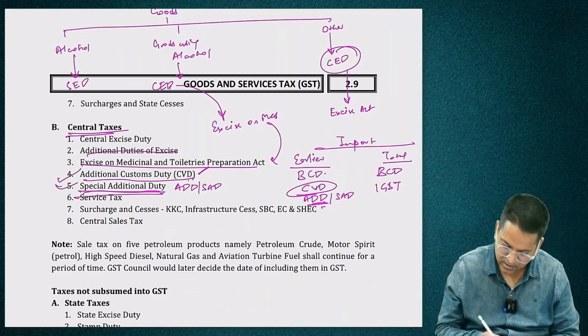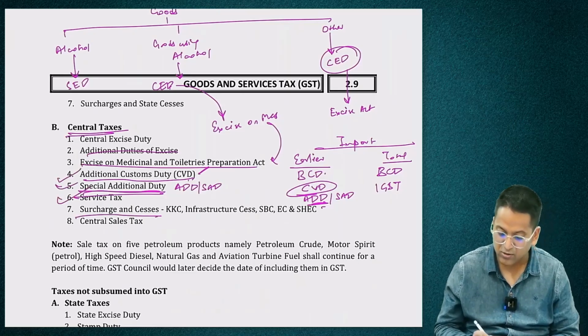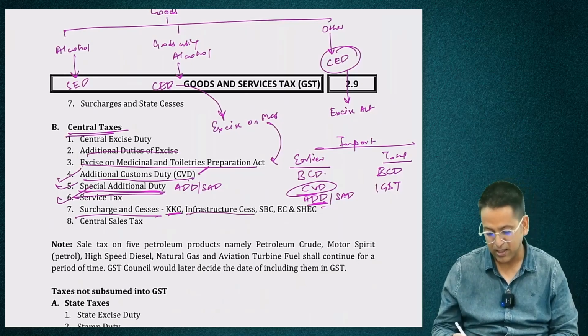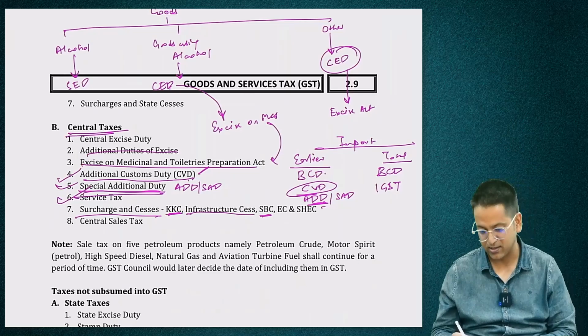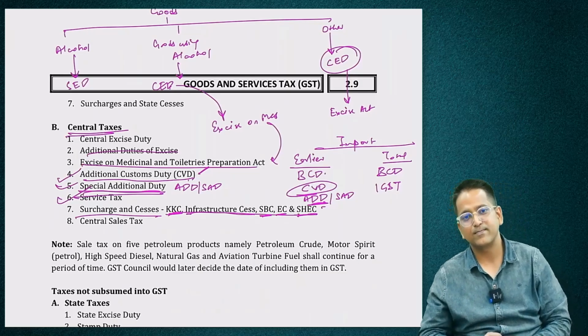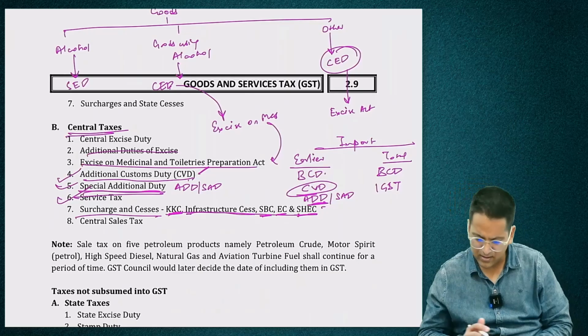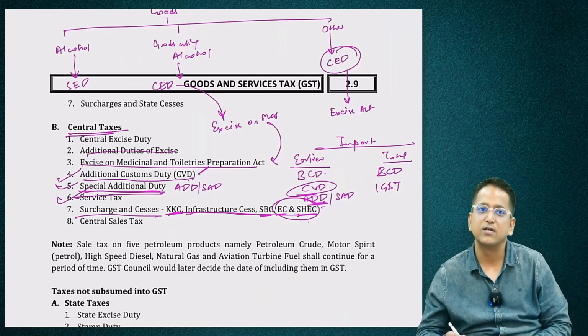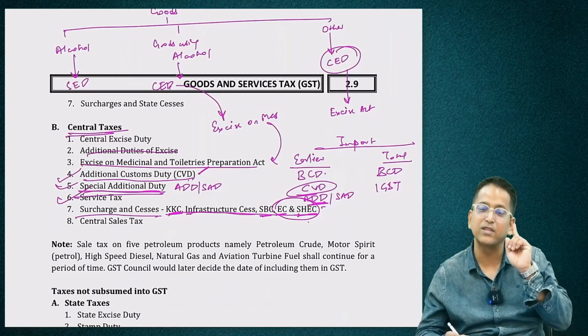Service tax is gone. Surcharge and cess, there were so many cesses. KKC was Krishi Kalyan cess. Infrastructure cess. SBC was Swachh Bharat cess. Education cess, secondary and higher education cess. So many central government taxes were there. This all stopped. EC and SHEC applied on income tax also, but I'm not talking about that. We are talking about indirect taxes. Don't bring direct taxes in anywhere.